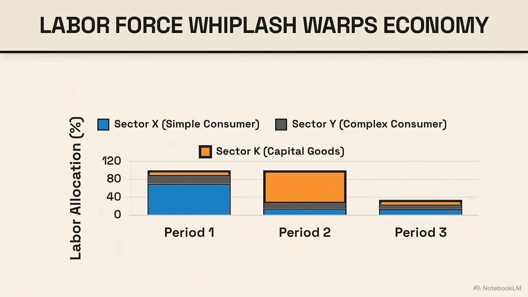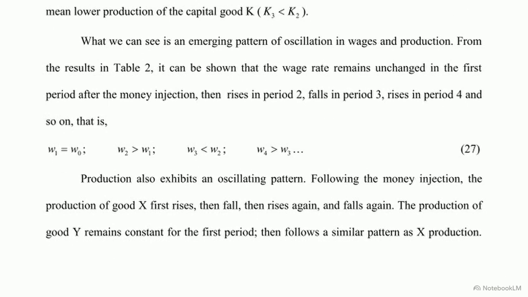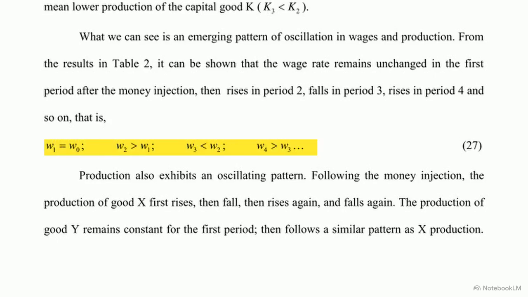We step into period 3. The total pool of bank credit remains identical to period 2, but producers now require more money to pay for the massive stockpile of intermediate good K they just ordered. To balance the ledger, wages are forced back down. This oscillating whiplash is mathematically unavoidable in the author's derivations. Because of the sequence of the money flow, wages rise in period 2, fall in period 3, rise in period 4, and continue to alternate.